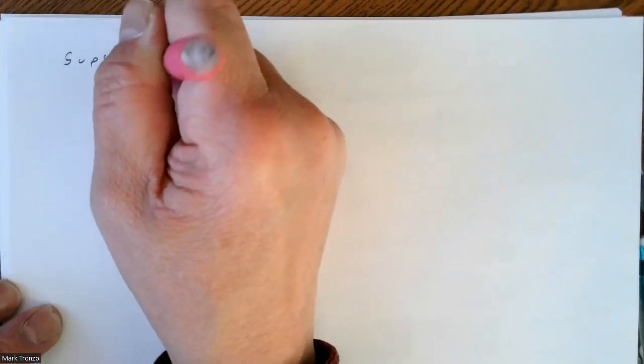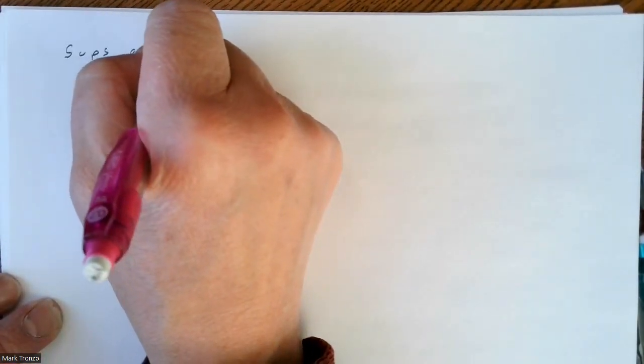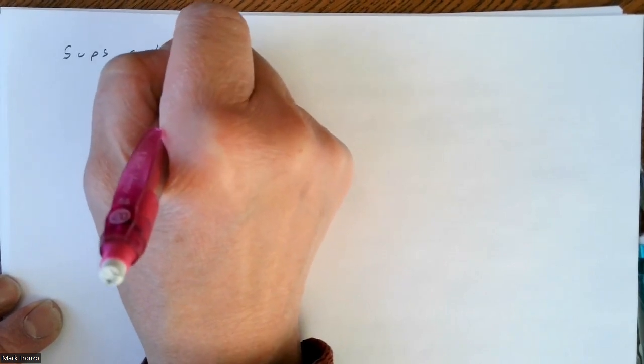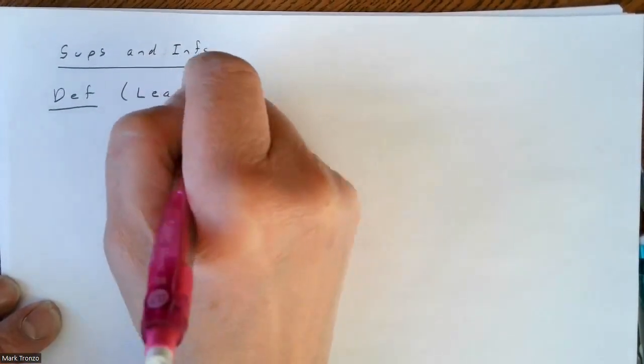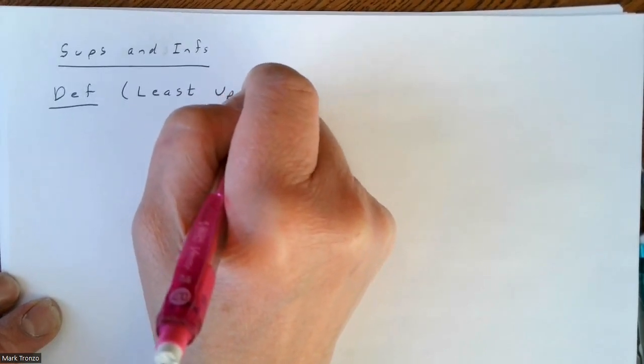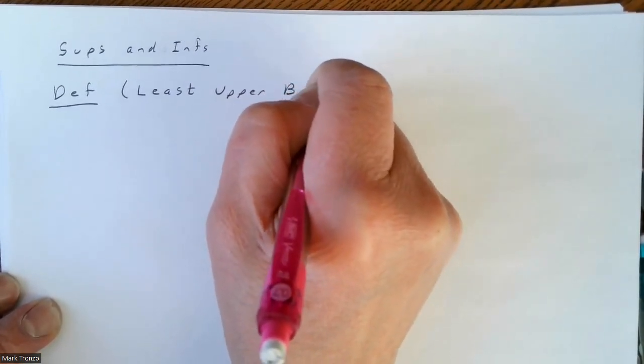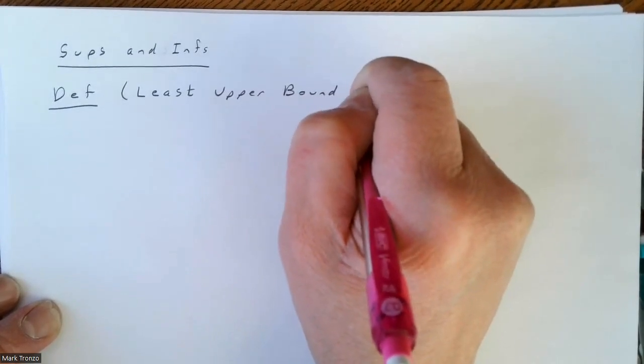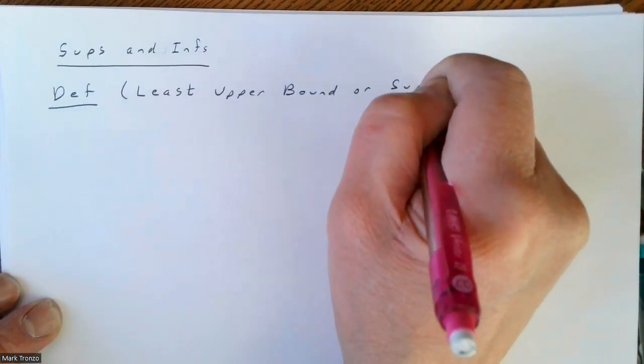But the actual name is Supremum and Infimum, but sometimes we'll just call it these. So again, we talked a lot about upper bounds and lower bounds. And what's called the least upper bound or the supremum.